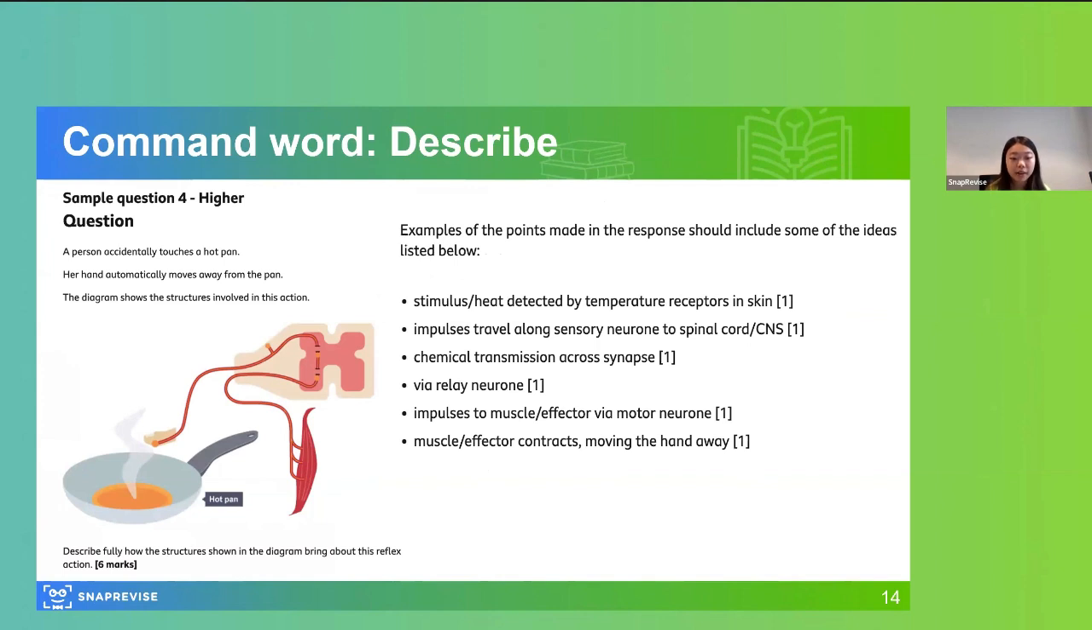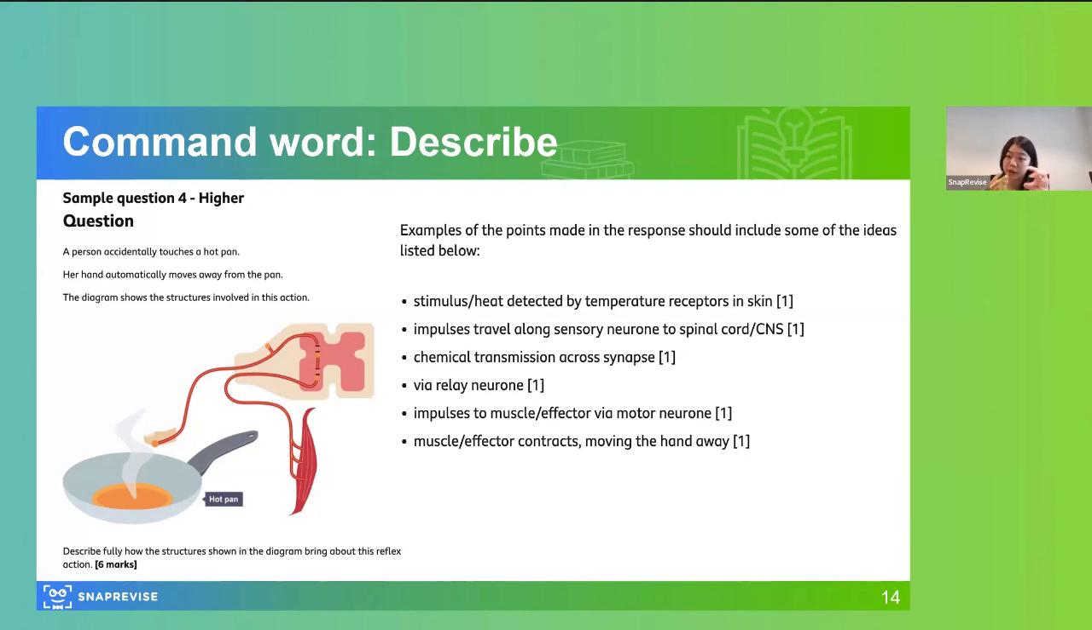It asks you to describe how the diagram brings about this reflex action when someone touches a hot pan. When someone touches a hot pan, you're going to detect this temperature. It's hot, so you're going to want to move away. The receptor detects the stimulus, the stimulus being the heat. So you see the first one here: stimulus, heat detected by temperature receptors in the skin. This electric impulse then travels through the sensory neuron to the CNS. It goes through the CNS, through the relay neuron, and then to the effector through the motor neuron. Then the muscle contracts, which is the response.